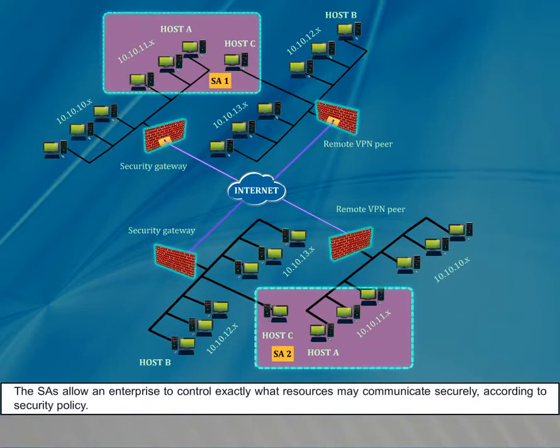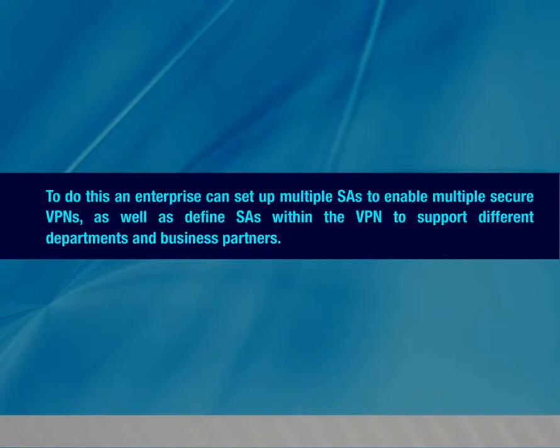The SAs allow an enterprise to control exactly what resources may communicate securely according to security policy. To do this, an enterprise can set up multiple SAs to enable multiple secure VPNs as well as define SAs within the VPN to support different departments and business partners.